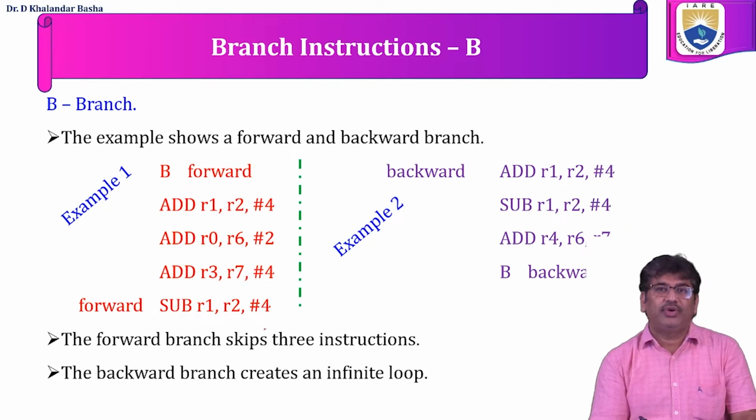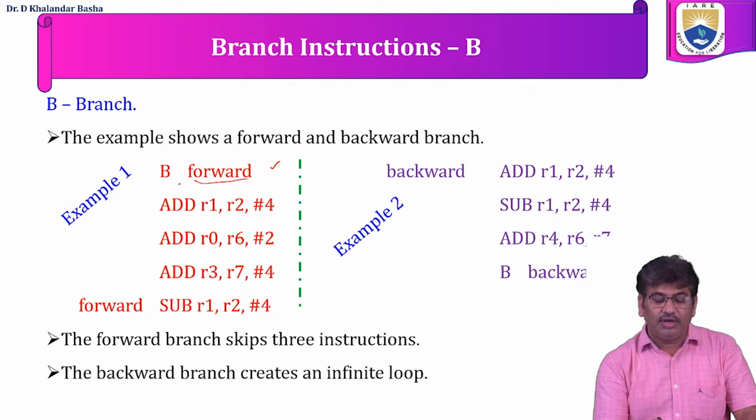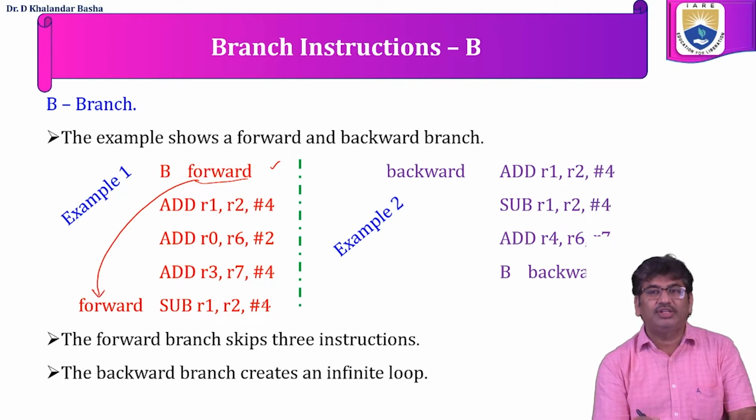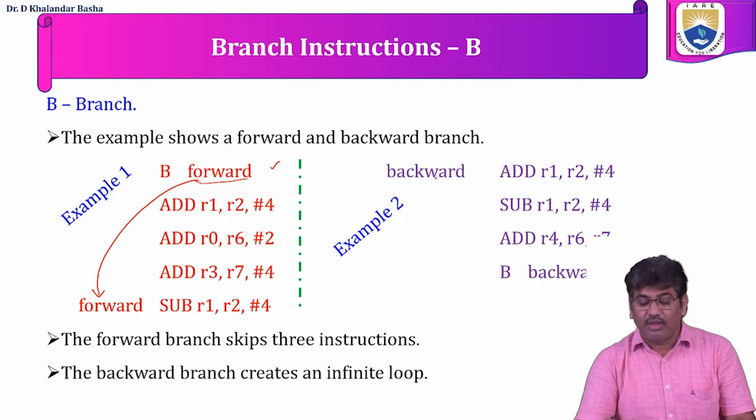When this program is given for execution, the first instruction it faces is B forward. Once the forward label is given for the B instruction, the control will be transferred to the specified label. At this label, whatever instruction is there will be executed, discarding the three ADD instructions which were written after the branch instruction and before the forward label. Between the B instruction and the label, whatever instructions are there will be skipped.